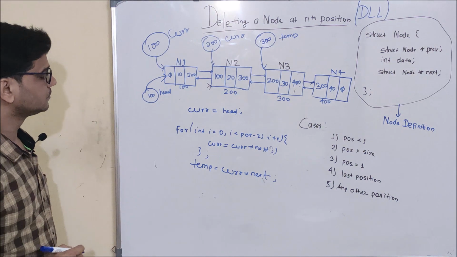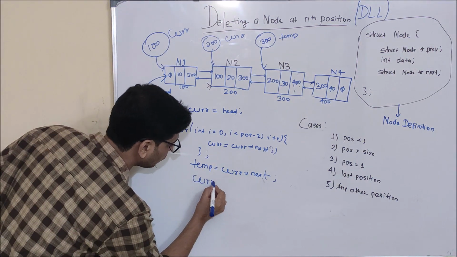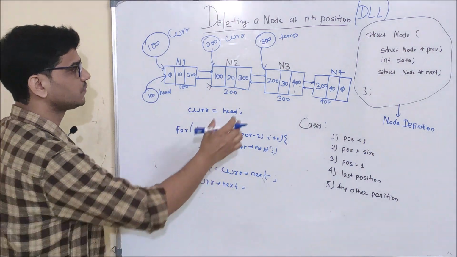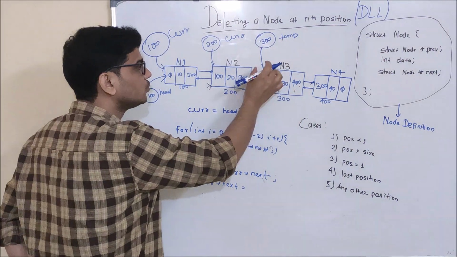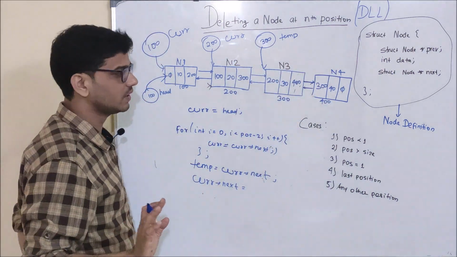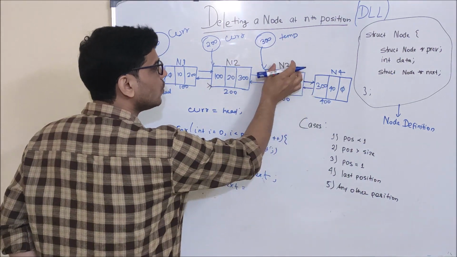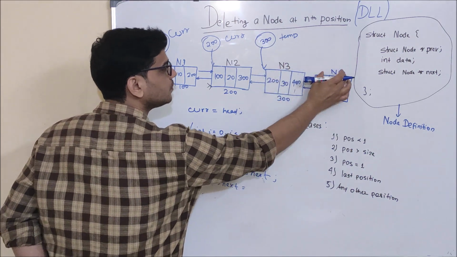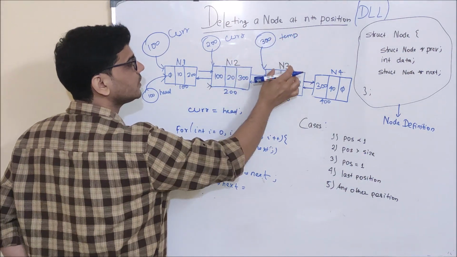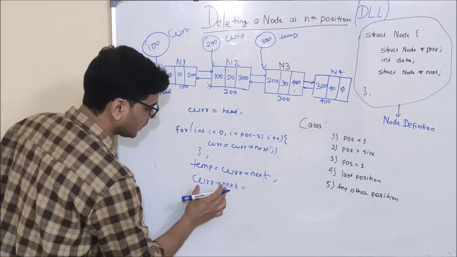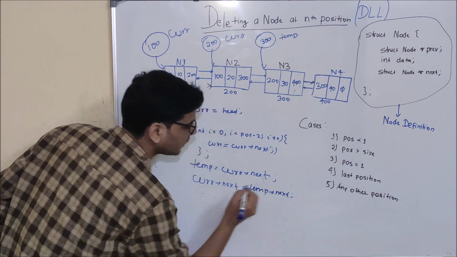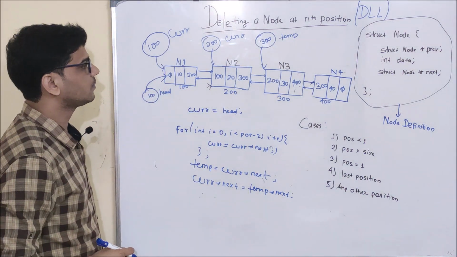After that, what are we going to do? We are going to update current dot next. And what should be current dot next? See, as this node will be deleted, current dot next, that is the node 2 next part, should point to node 4. Okay. And where do we have this address? We have the address of this particular node in the node 3 next part. And temp is pointing to node 3. So current dot next will be equal to temp dot next. Correct?